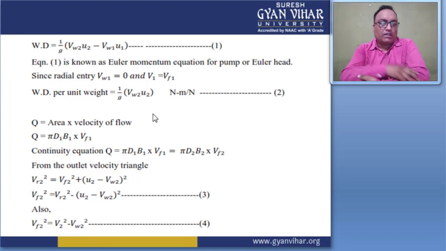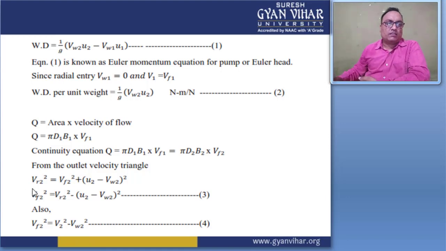From the outlet velocity triangle, Vr2 square equals Vf2 square plus (U2 minus Vw2) square. This is equation number 3, and also Vf2 square is equal to V2 square minus Vw2 square. This is equation number 4. So move to the next equation.